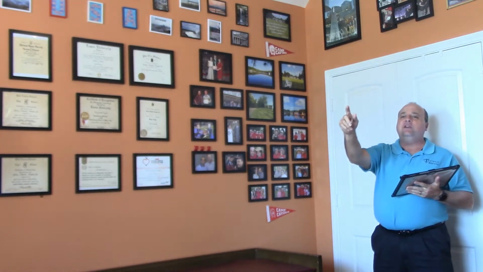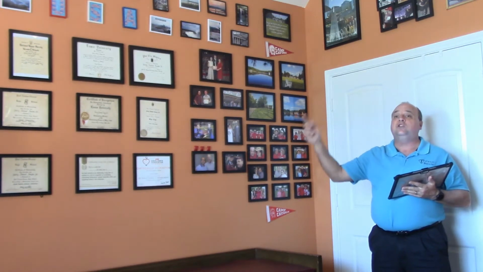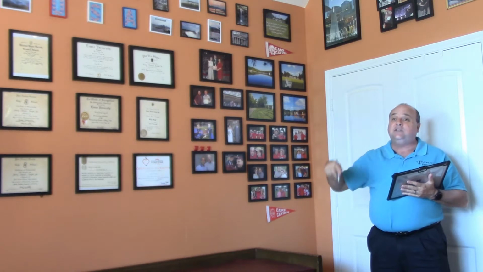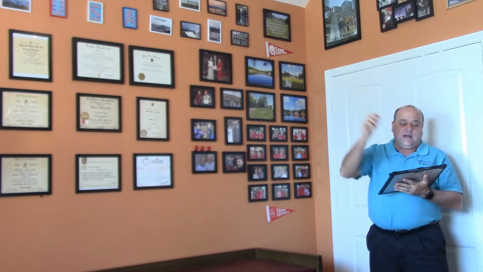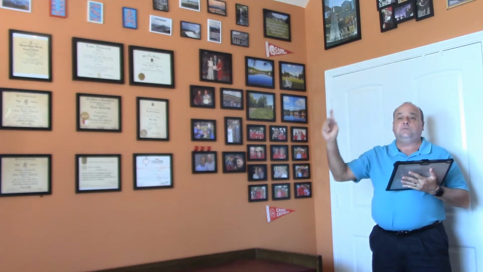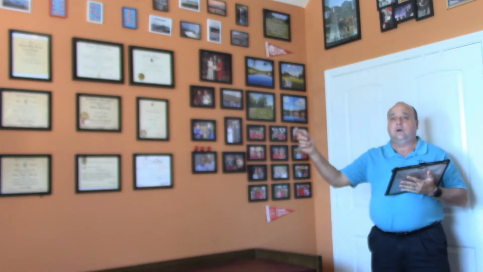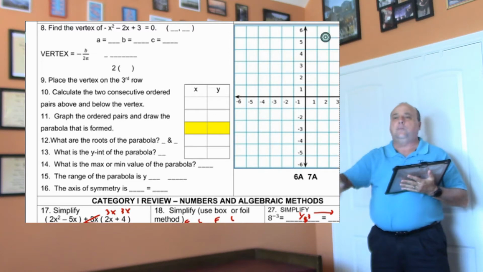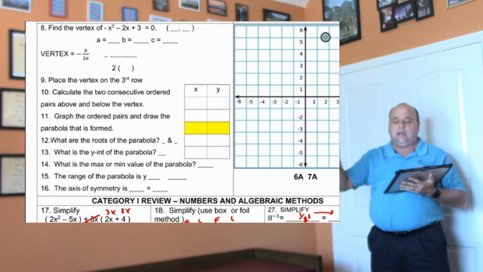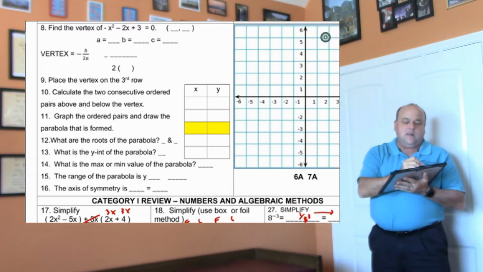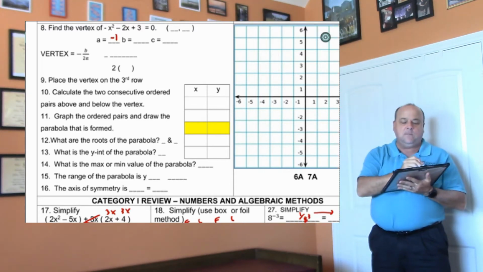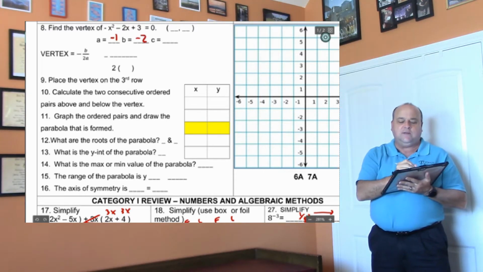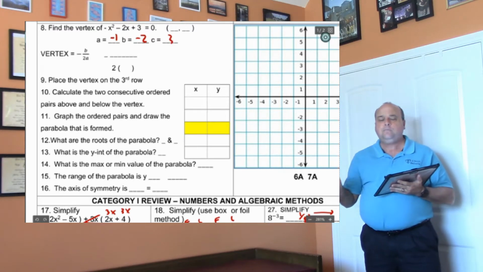On this star review, from now on, instead of graphing lines, we'll be graphing parabolas so you can get used to this. Now, what you did on the first part was to find the vertex. Remember, we went through all the problems and did negative b over 2a. On this problem, a is negative 1, which means my parabola will open down. The b is negative 2, and the c is 3.